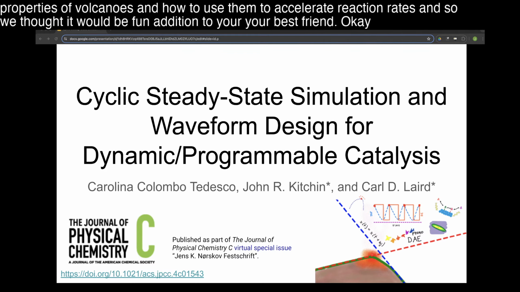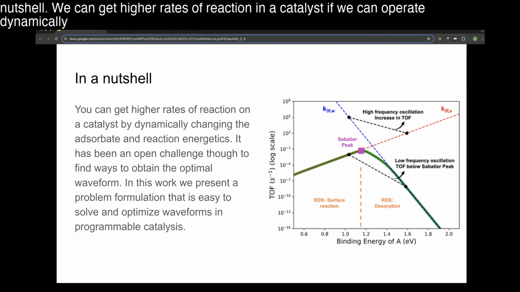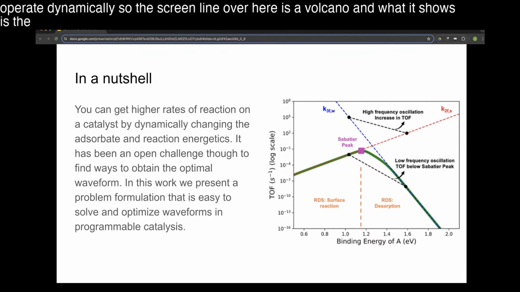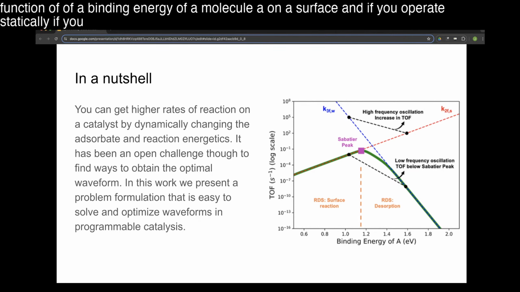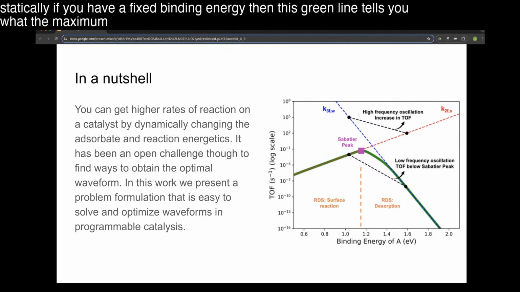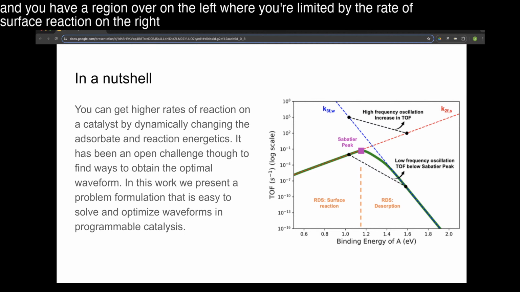Okay, in a nutshell, we can get higher rates of reaction in a catalyst if we can operate dynamically. So this green line over here is a volcano, and what it shows is the rate as a function of a binding energy of a molecule A on a surface. And if you operate statically, if you have a fixed binding energy, then this green line tells you what the maximum catalytic rate, the turnover frequency, is that you can expect. And you have a region over on the left where you're limited by the rate of surface reaction, on the right where you're limited by desorption.